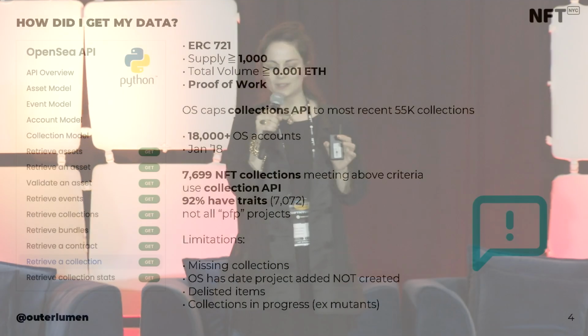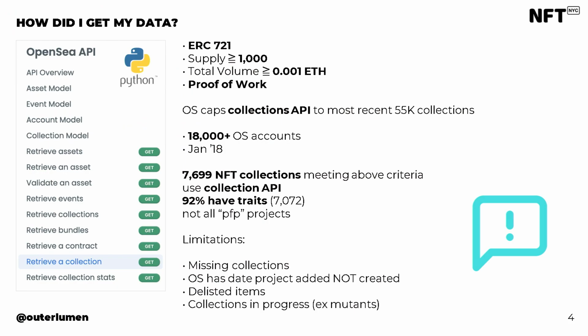So now my data set has 7,699 projects, and I love that there's a 69 in there for the memes. So 7,700 projects, and 92% of those projects ended up having traits, which is wild. And actually, the other 8% that's missing, a lot of them are collections that are passes. So they're ERC-721 tokens, but they don't have traits, right? Because they're not collections that are PFPs.